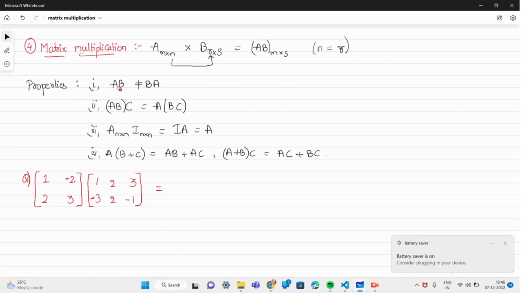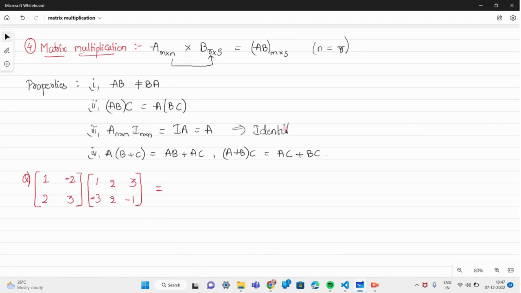So coming to the properties, it doesn't follow the commutative property, which means AB is not equal to BA, and it follows the associative property, AB into C is equal to A of BC, and it follows the identity matrix.